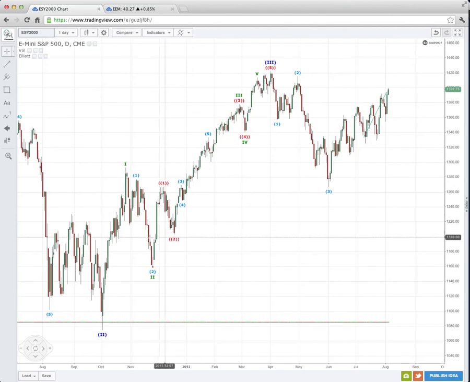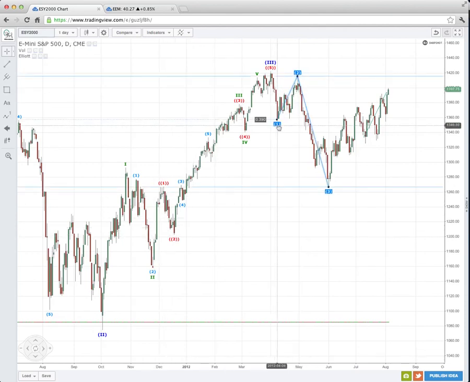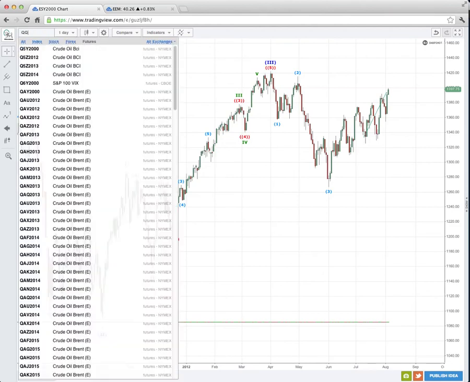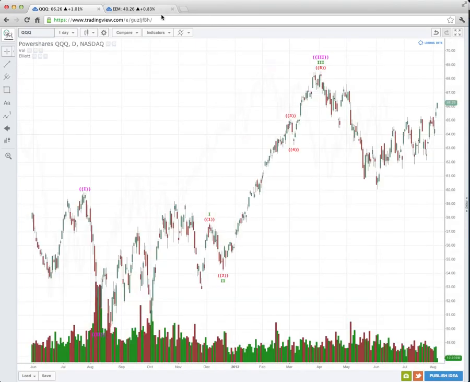What the computer's essentially saying is this is a wave 3, but there's not much more room for it to go up. So I would say this is more, and also this is breaking Elliott rules, because wave 2 is not supposed to retrace more than wave 1. So this is why I don't like the computer's Elliott waves, and I prefer to draw out my own. But I'm just reviewing the major markets, so let's look at the QQQ Trust.